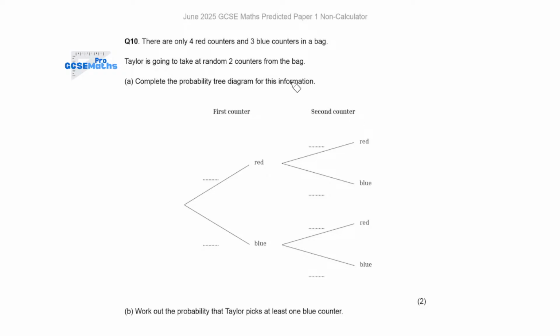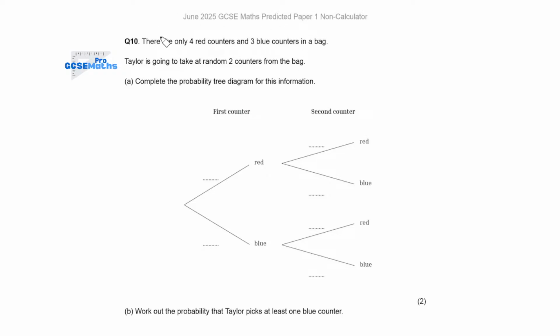Now, because Taylor is going to take 2 counters at random, she's not replacing them. Do you know what I mean? We're just taking 2, we're just grabbing 2. So there's no replacement there. Normally if they replace a counter or whatever the context is, they will tell you. Takes a counter and then puts it back and then takes another counter, for example. They haven't said that, so you're going to assume that they have just grabbed 2 counters at the same time, they haven't replaced any.